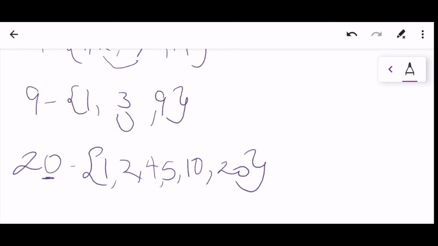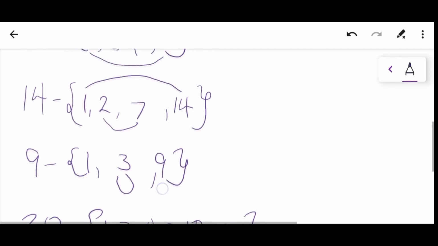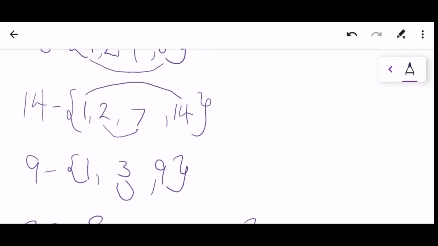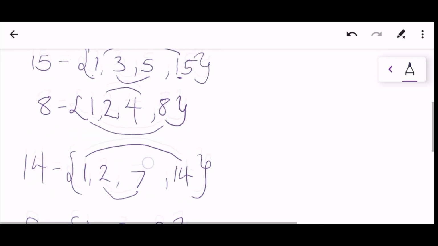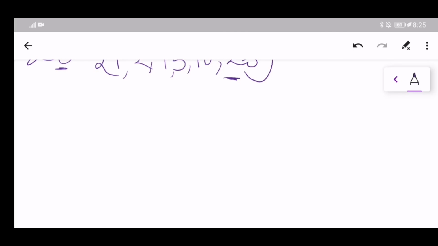So before we go, one last thing to note. You'll realize that the biggest factor for each of these numbers is the number itself. And none of the factors are bigger than the number we're looking at. So 20 is the biggest factor for 20. 9 is the biggest factor for 9. 14 is the biggest factor for 14, and so on and so forth. So with that being said, I want you to find the factors of these two numbers.